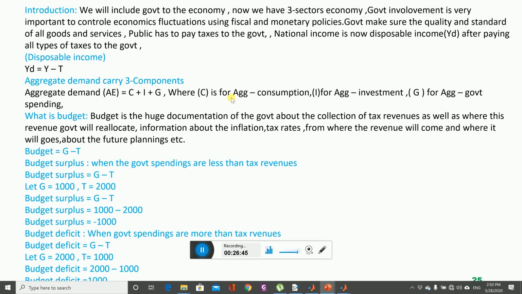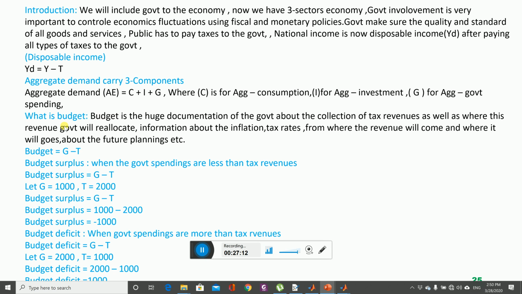C is for aggregate consumption, I is used for aggregate investment, and G for aggregate government spending. So C for consumption, I for aggregate investment, and G for aggregate government spending.